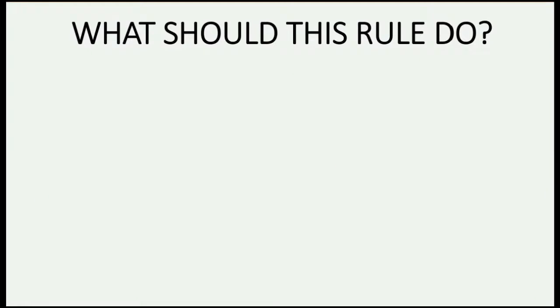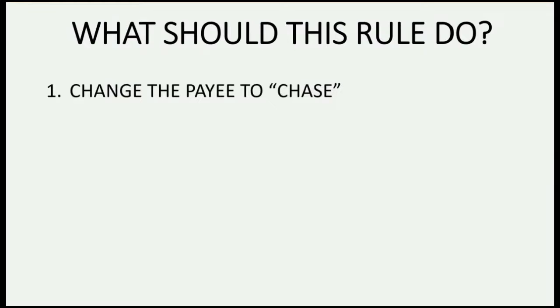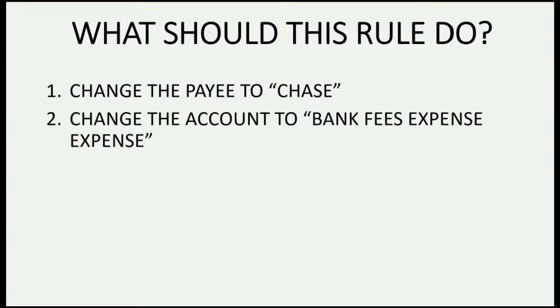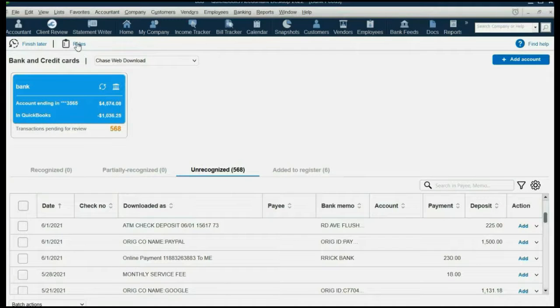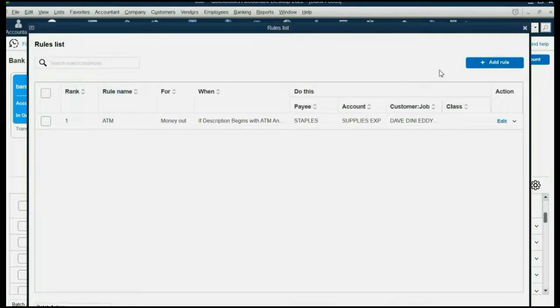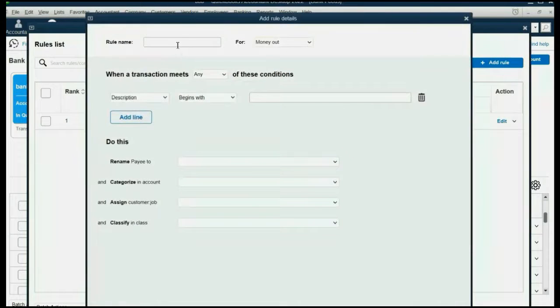So what do we want the rule to do? We want the rule to change the payee to Chase. We want the rule to change the account to bank fees expense. And we also want to change the class to Class B. And these are the things that we want the rule to do as soon as we save the rule on the list. So again, we click Rules, Add Rule, and this one would be called Chase Fee.